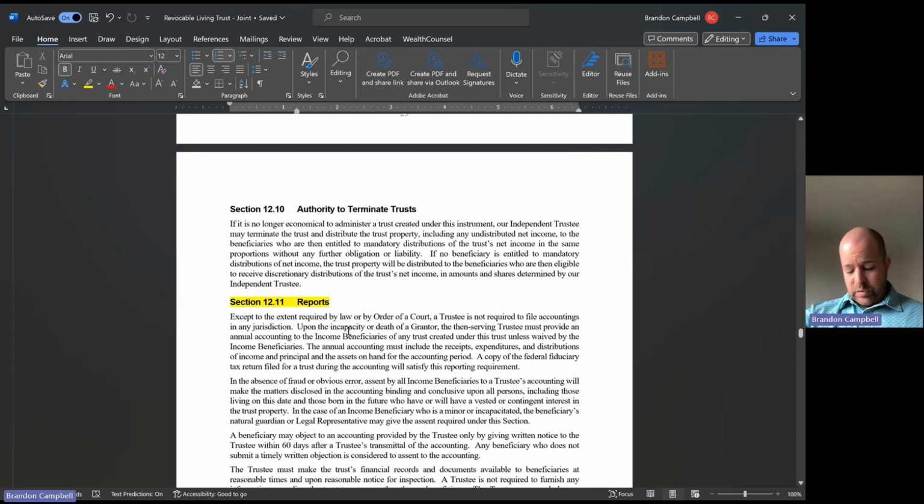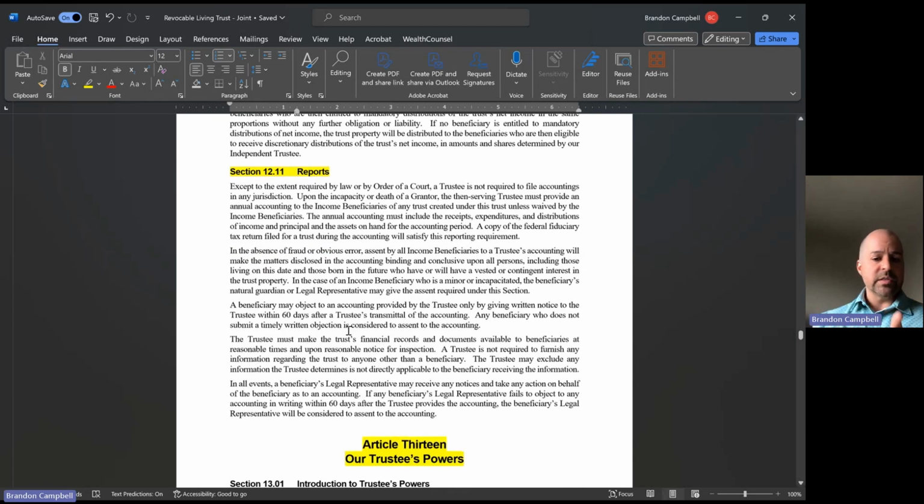Authority to terminate trust. So when the trustee is carrying out this trust, we might get to a point that it just doesn't make any sense to continue the trust any longer. An example might be if there's only $5,000 left in this trust, the time and the effort and maybe some costs associated with managing it, it doesn't make any sense. It's no longer worth it. So there are circumstances that the trustee might terminate a trust. This is giving them the ability to do that.